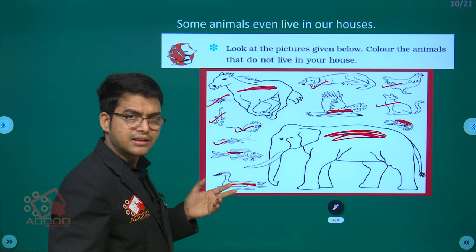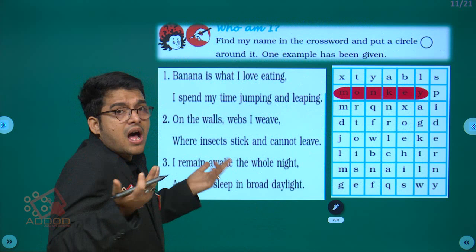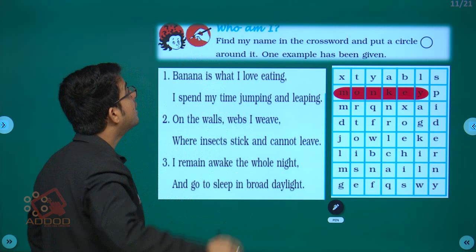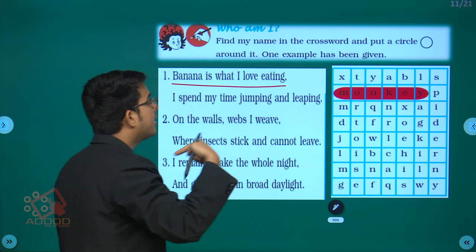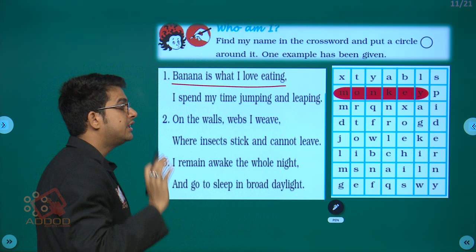Now, who am I? Find my name in the crossword and put a circle around it. One example has been given here. Banana is my favorite. Means banana is what I love eating. I spend my time jumping and leaping. Oh, they're talking about monkey.